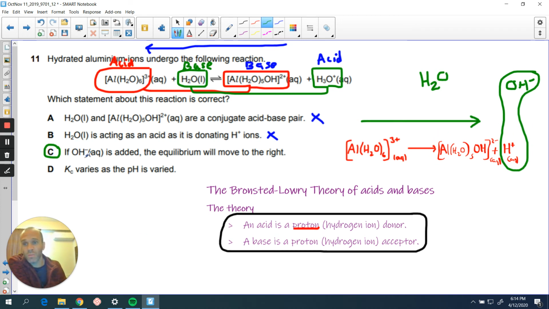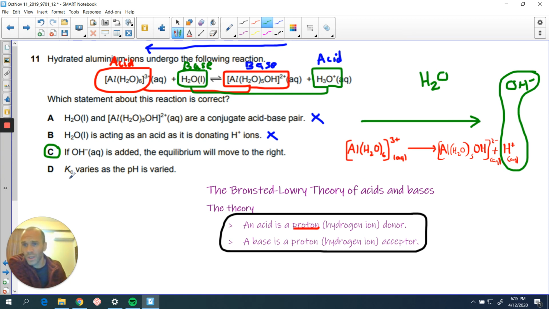So if you added OH- ions, effectively they'd latch onto the hydrogen here, the H+ here. They'd therefore take that away from the product side. In other words, it'd be like removing a product. Therefore, the equilibrium is going to try to counteract that, and it will shift to the right-hand side. It's a very tricky question, to be honest, but that's the reasoning behind it.